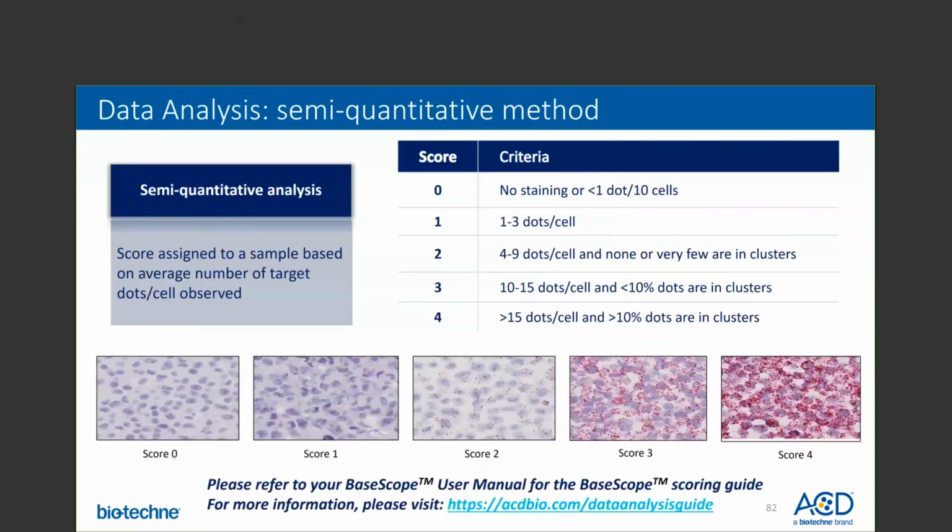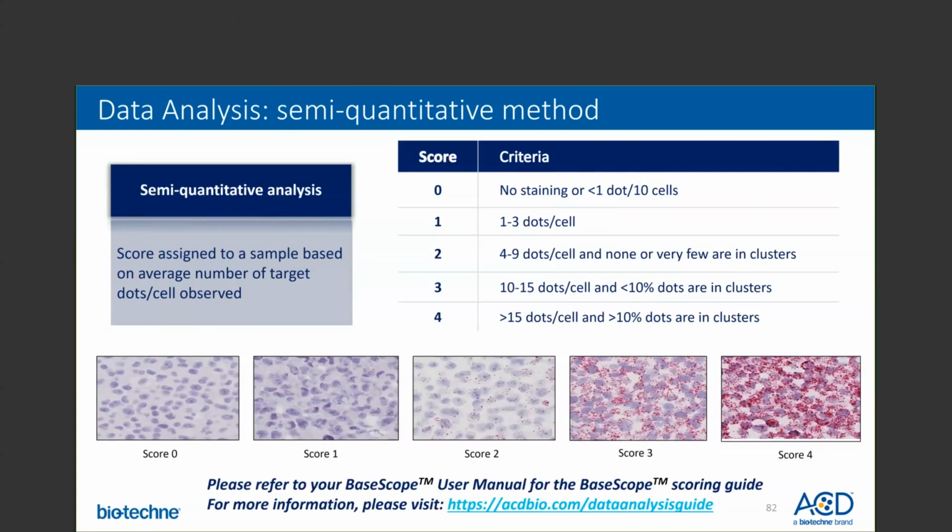RNAscope staining can be quantified by manually counting the number of dots per cell. This is known as a semi-quantitative scoring method. It is a visual assessment that provides expression levels based on the percentage of cells that are positive. With this method, the cells are binned according to the number of dots per cell, and we score the samples from 0 to 4 based on the average number of dots per cell.